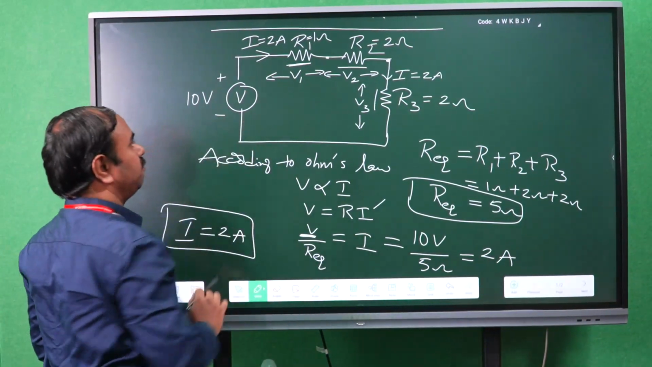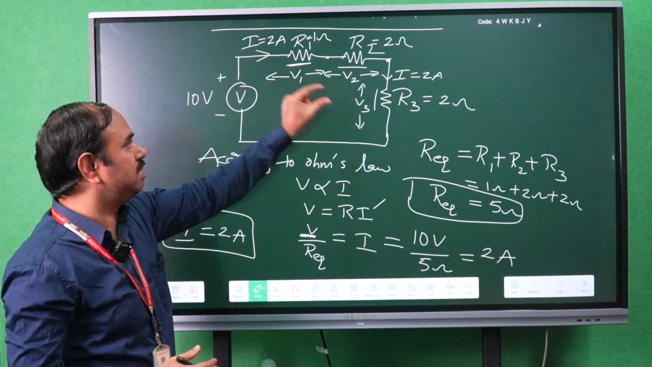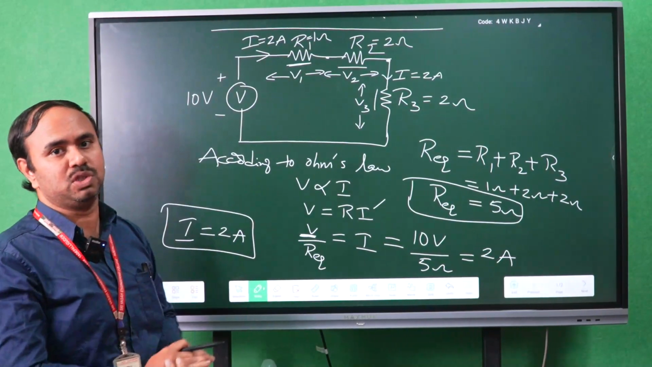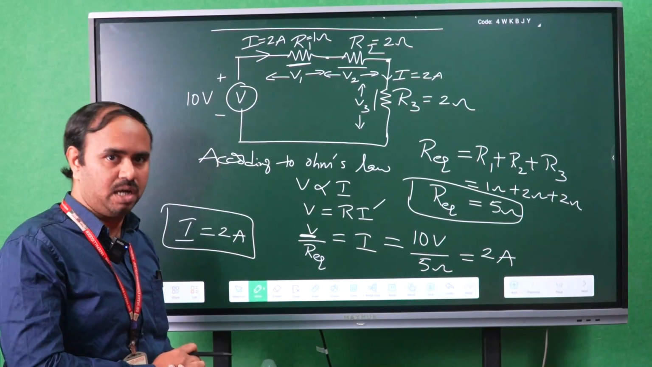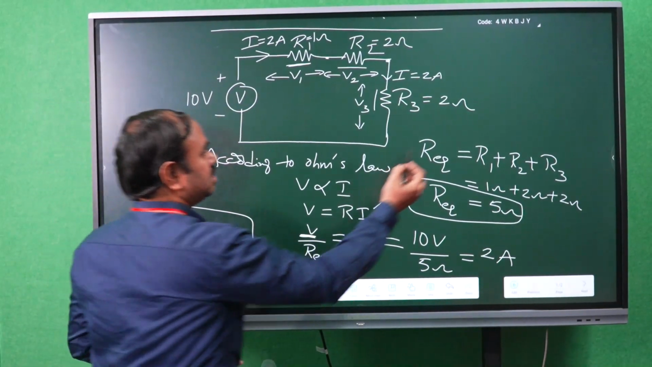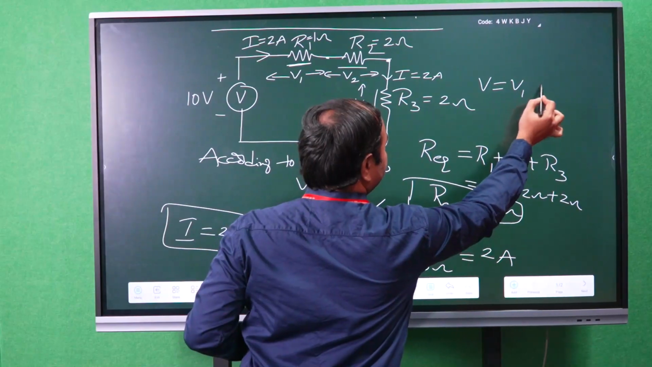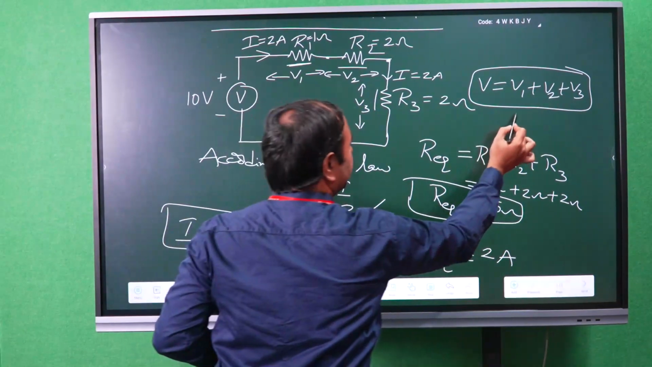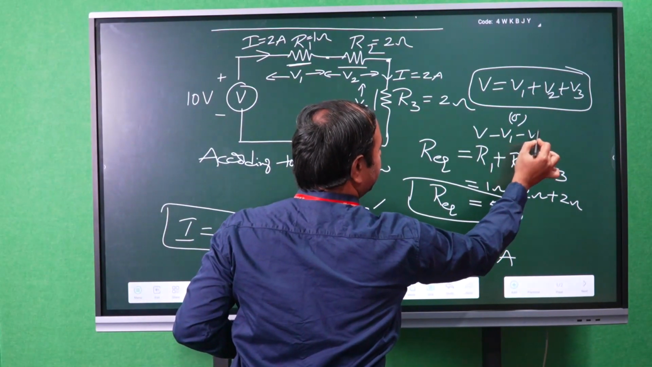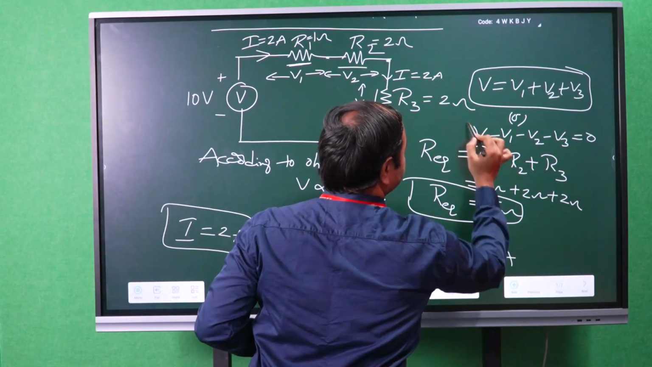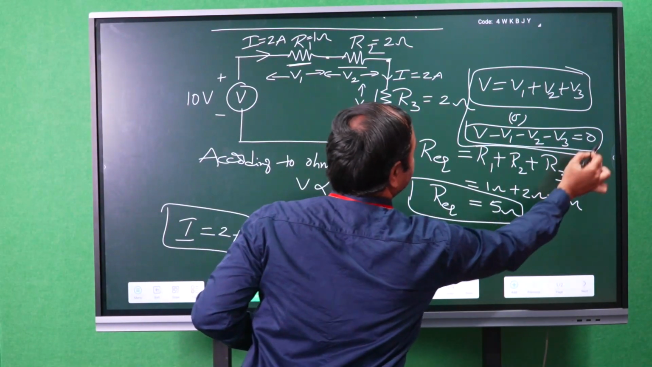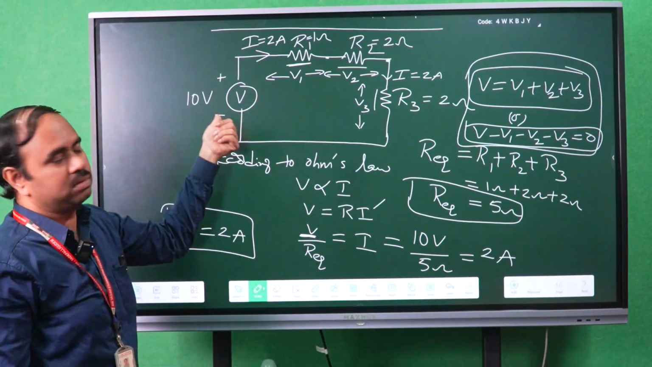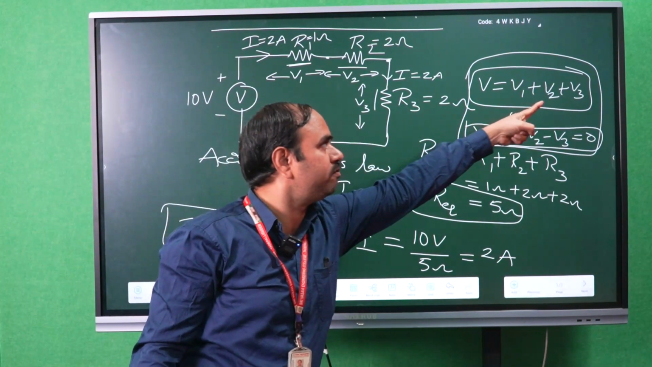So the algebraic sum of voltage drops in a closed circuit or closed loop is equal to 0 according to Kirchhoff's voltage law, KVL. So that is V is equal to V1 plus V2 plus V3. Or you can say V minus V1 minus V2 minus V3 is equal to 0. So according to Kirchhoff's voltage law, V means the voltage source, which is equal to the sum of voltage drops.